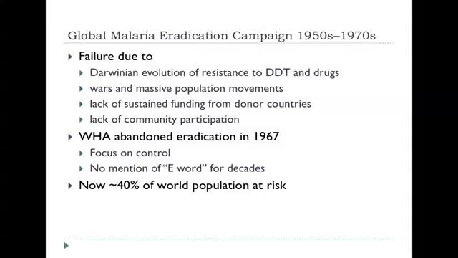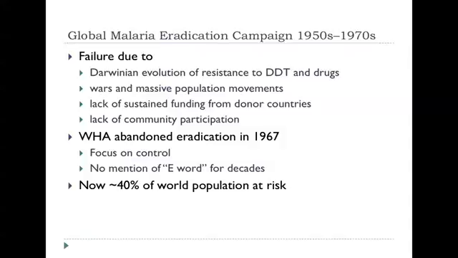The problem also was that the world was not a very safe place in the 1950s, 60s and 70s. There were wars and massive population movements. Donor countries weren't really that interested. They weren't sustaining their funding. It was very much a top-down effort. So, very importantly, Europeans, Westerners or Americans would come in, deal with the problem, then go away again, rather than actually getting the local communities involved.